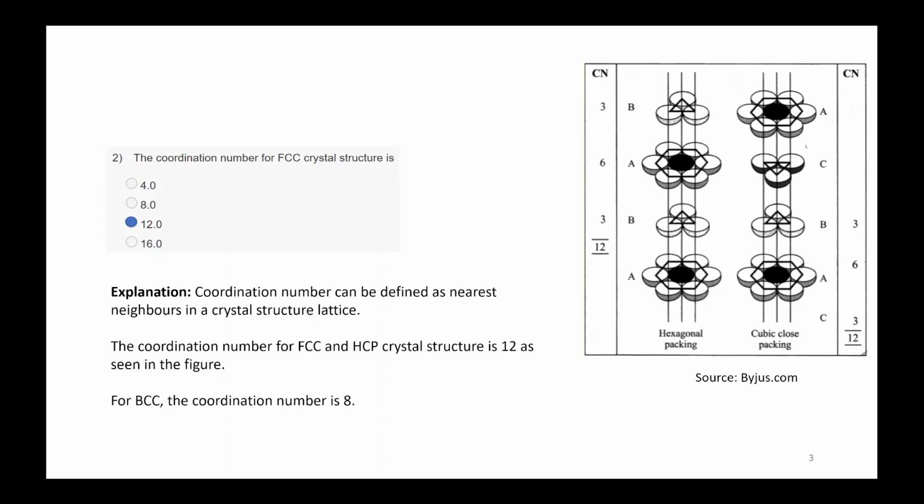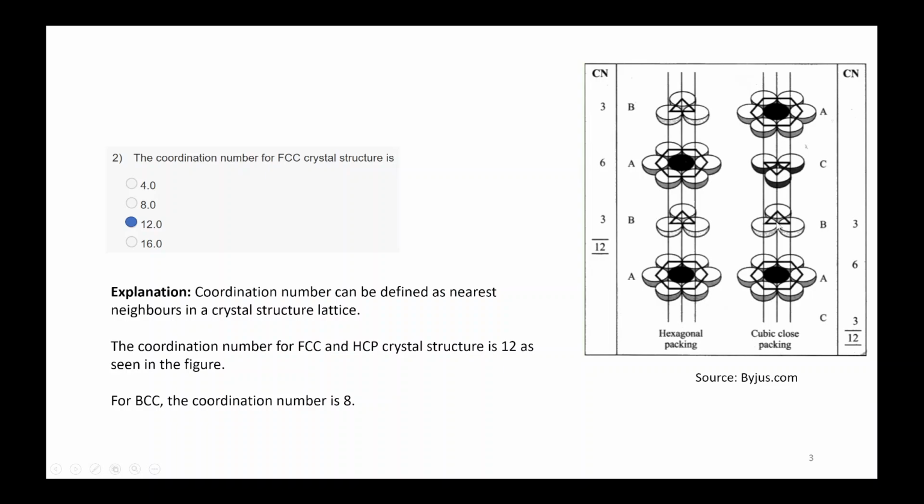For the explanation, coordination number can be defined by the nearest neighbors in a crystal lattice. The coordination number for FCC and HCP both is 12. It can be seen from this figure. For example, if we take this atom, in one plane it has 6 nearest neighbors, and on the top and bottom planes it has 3 other atoms each. So it will have a total of 12.